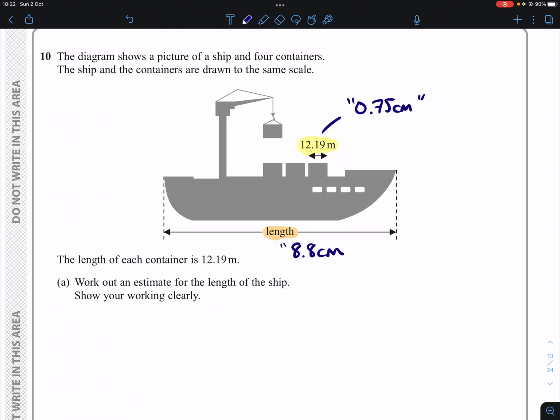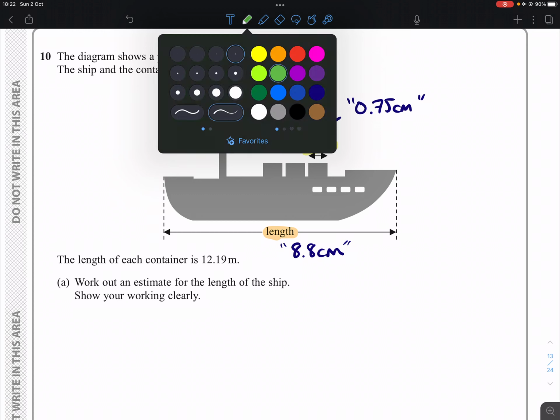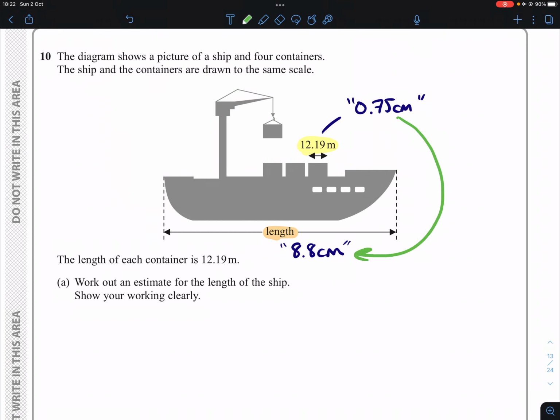Now, the truth is that even if you had something slightly bigger, slightly less, as long as your workings are clear, because this is an estimate question, you're going to be all right with that. So this 0.75 that I have and this 8.8 for the entire length of the ship, if I want to know how many times bigger one is compared to the other, then I would set up a division sum. So in other words, there's a certain number of these containers that I could roughly fit on this ship. And it will be this larger number here divided by the smaller number there. Now, if I set that up as a division sum, it would look like this, 8.8 over 0.75.